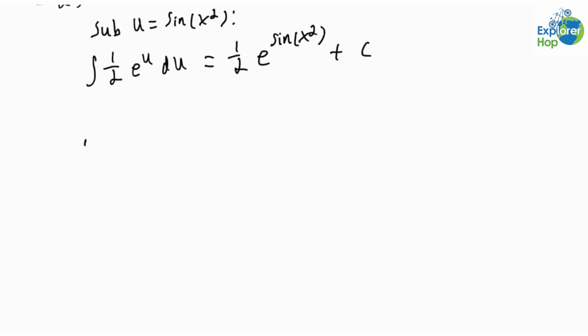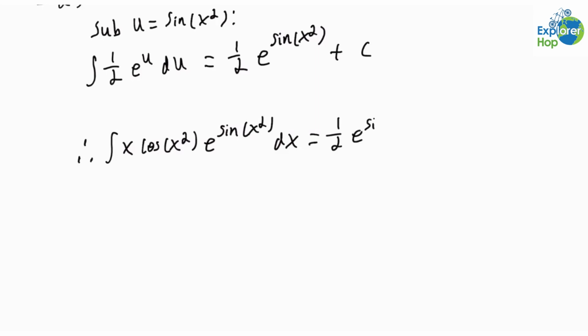So therefore, the integral of x times cosine of x squared times e to the sine of x squared dx is equal to 1/2 times e to the sine of x squared plus some constant c. And that's it for this example.